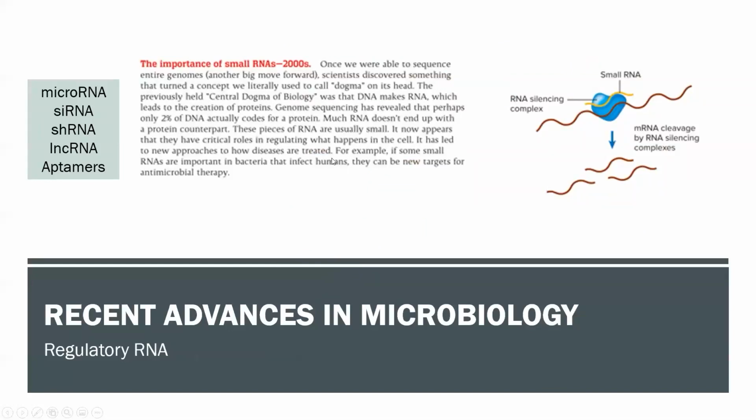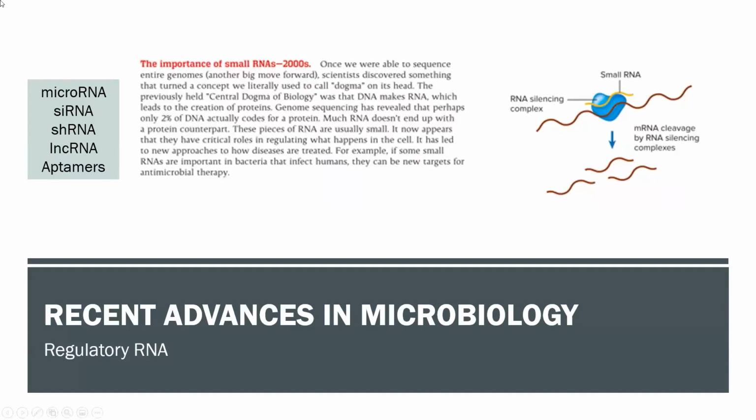Another advance is in our understanding of RNA. Okay, so we're getting a little ahead of ourselves here, okay? But there's this idea of the central dogma of biology. And this states that you have DNA, our double-stranded genetic material, and it gets used to make single-stranded RNA that then gets used to make proteins.